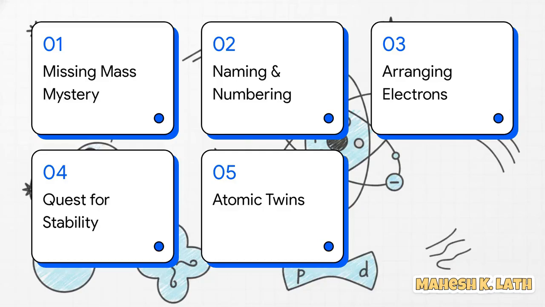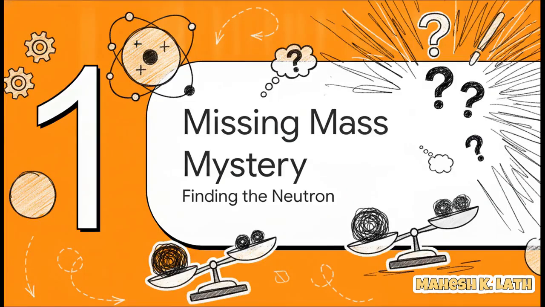First, the missing mass mystery. 2, naming and numbering elements. 3, arranging the electrons. 4, the quest for stability. And finally, number 5, atomic twins and isotopes. Let's dive right in. Section 1, the missing mass mystery.